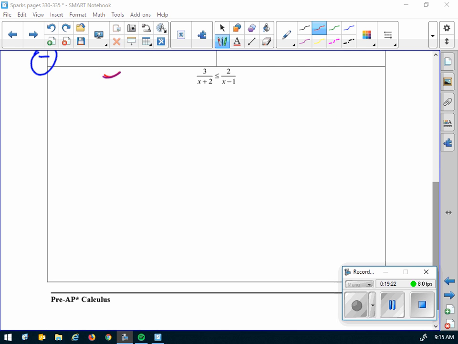All right, we have one more to look at. How does this one look different than every problem you have done so far? There's not a 0 on one side. We got to make it happen. How do we make that be 0 on one side? So let's write 3 over x plus 2 minus 2 over x minus 1 is less than or equal to 0.